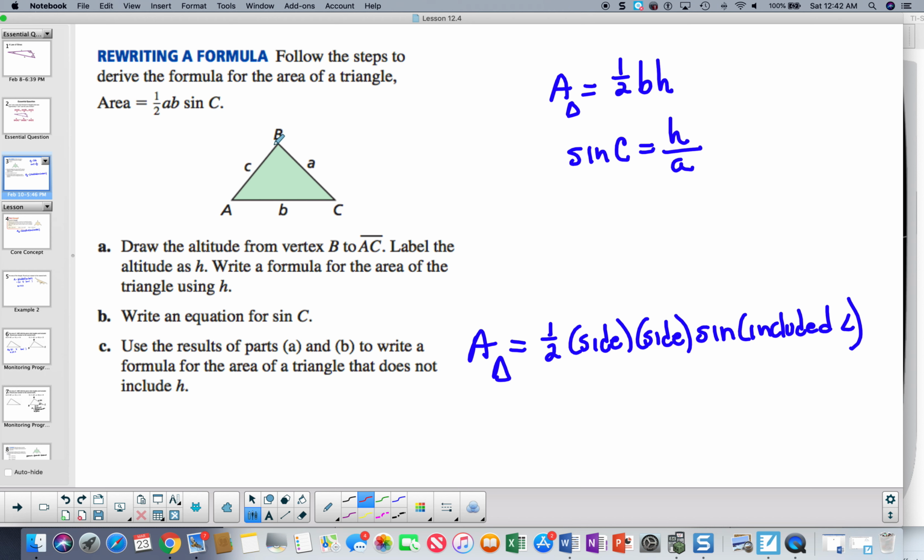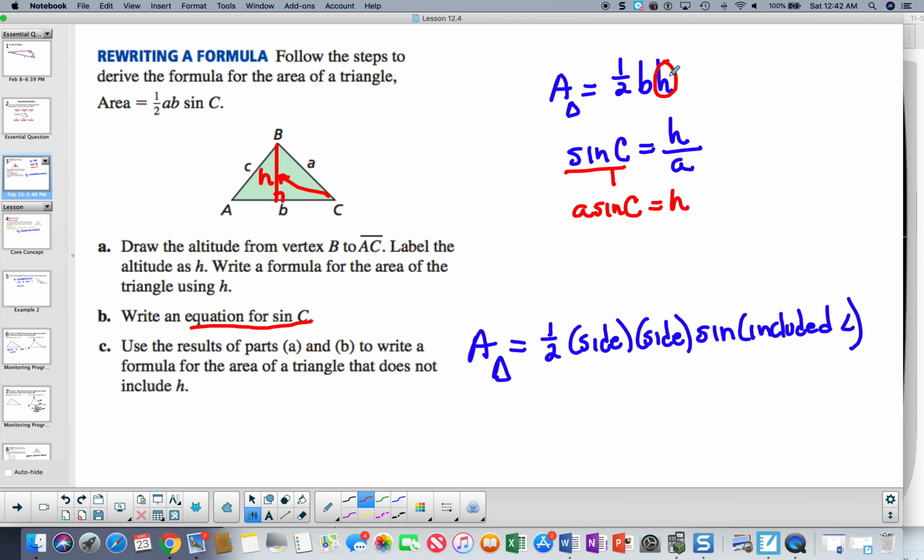Let's go ahead and draw the altitude from B to the opposite side. This creates a right triangle. This will be labeled H, the same H that we have over here for the height. Let's now write an equation for the sine of C, because now we have a right triangle. The sine of C is the opposite over the hypotenuse. Now I'm going to solve for H. So H will be equal to A sine of C.